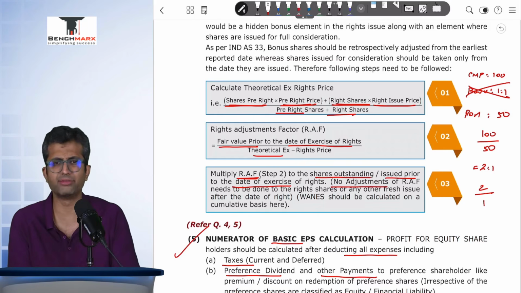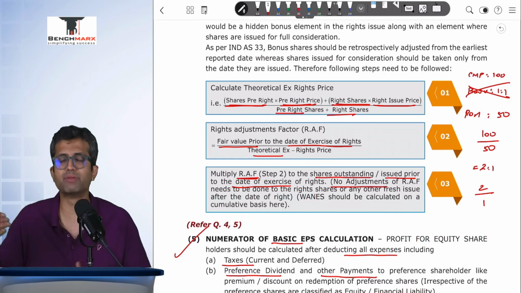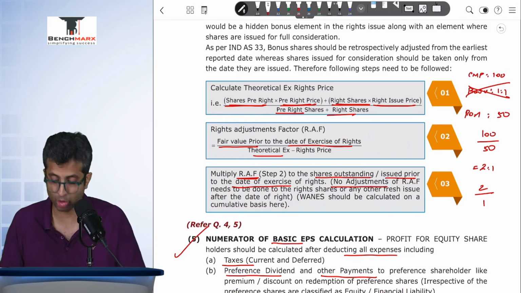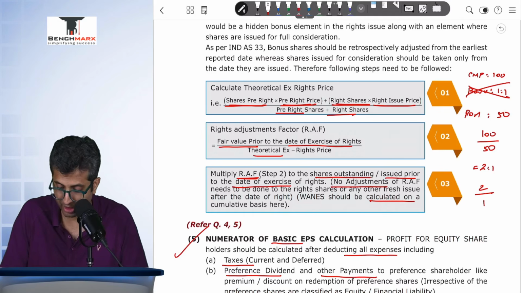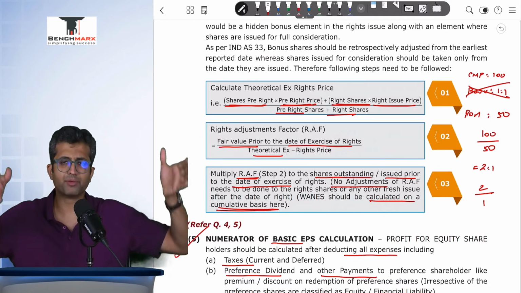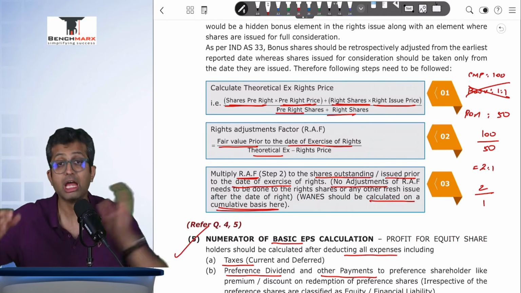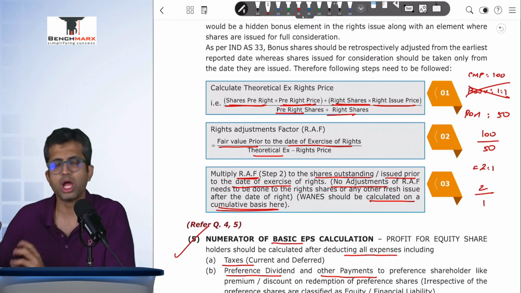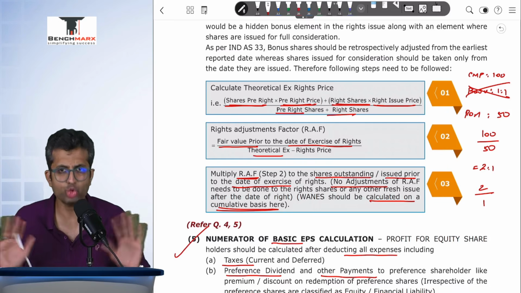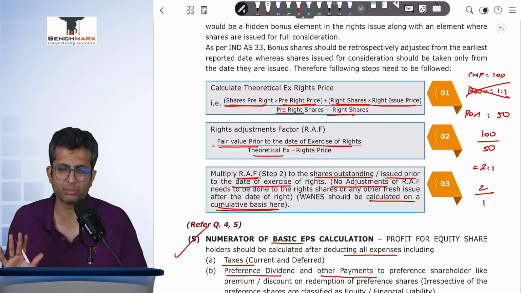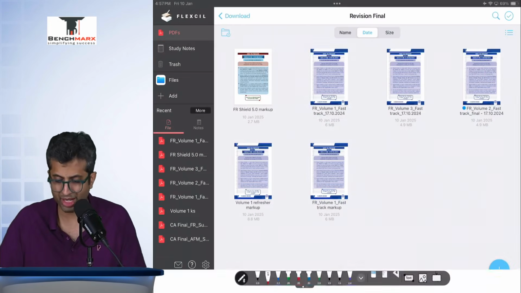For rights issue, I would strongly recommend that you do the WANES calculation on a cumulative basis, because it is a lot easier. WANES over here should be calculated on a cumulative basis, that is, for the first 2 months, whatever are the shares into the rights adjustment factor into 2/12. Then in the next 10 months, whatever are the number of shares, no multiplication of rights adjustment factor, into 10/12. Best understood by doing a problem.